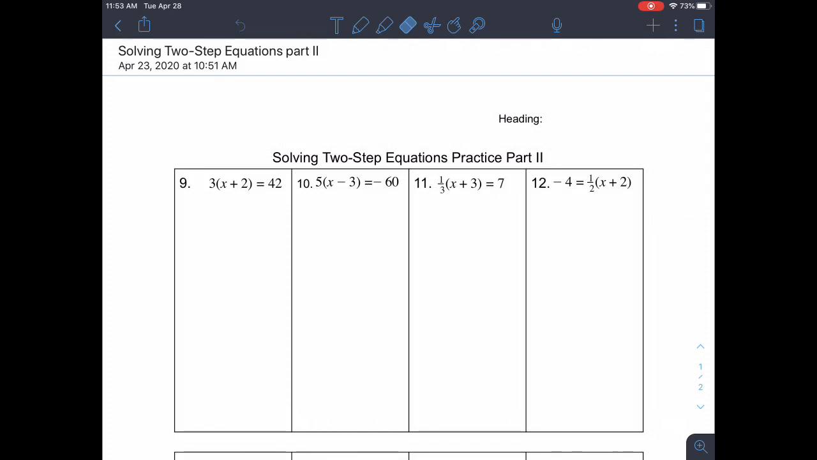We're going to keep looking at some two-step equations. This is the second part, and these actually aren't two-step equations. These are going to be a few more steps because they are more complex. Looking at the first row, 9 through 12, hopefully you see a bunch of parentheses, and hopefully you're remembering what we need to do with all of those. Hopefully the word distribution is sounding familiar. So we're going to need to distribute in each of these cases.